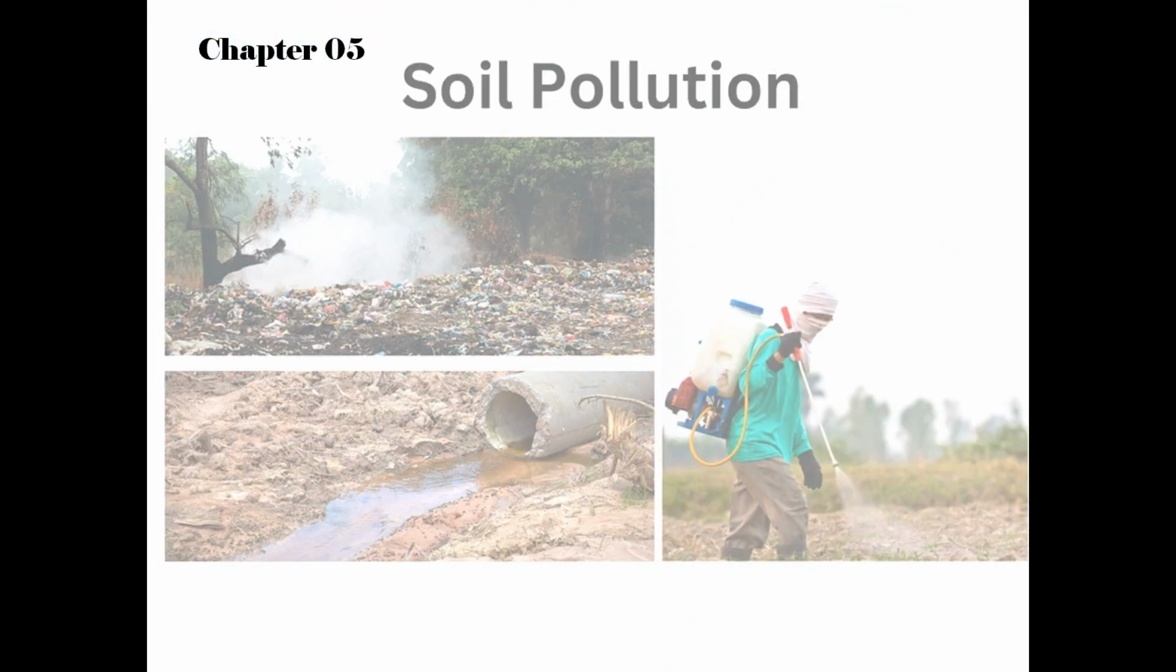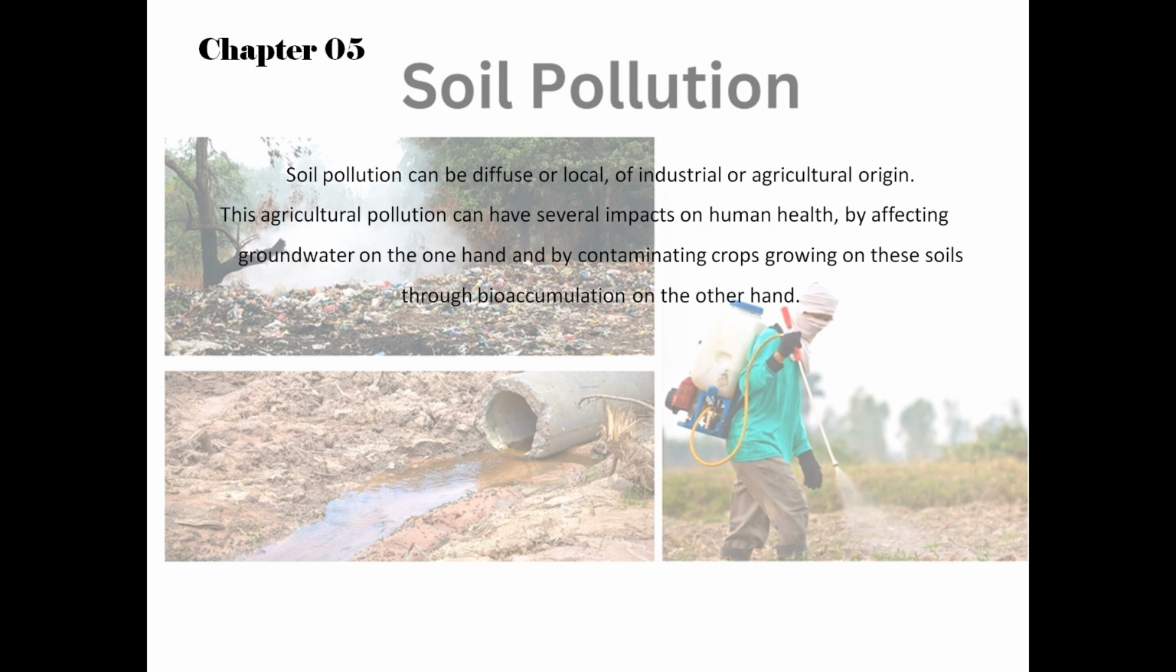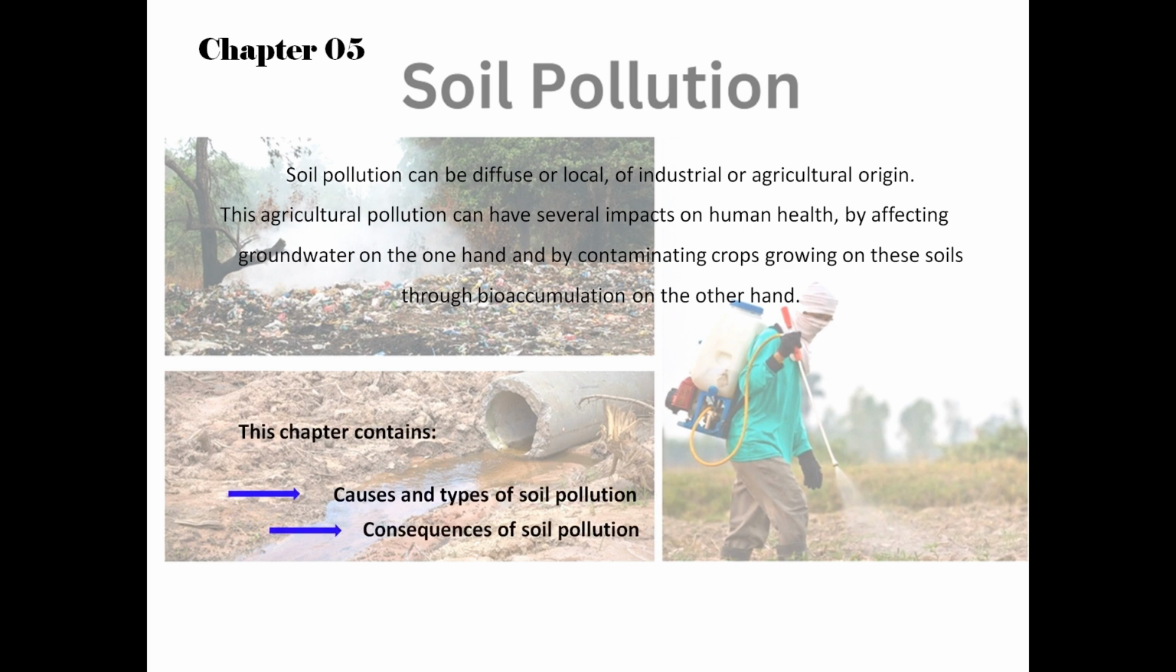Chapter 5, Soil pollution. Soil pollution can be diffuse or local, of industrial or agricultural origin. This agricultural pollution can have several impacts on human health by affecting groundwater on the one hand, and by contaminating crops growing on the soils through bioaccumulation on the other hand. This chapter contains causes and types of soil pollution, and consequences of soil pollution.